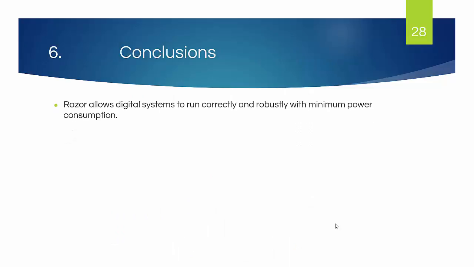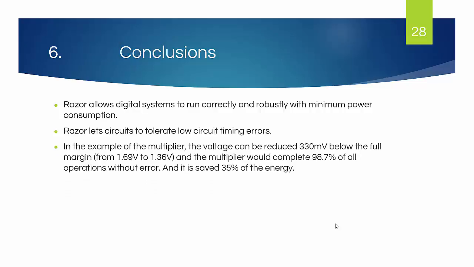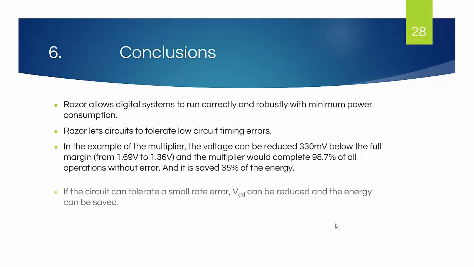The conclusions are the following. Razor allows digital systems to run correctly and robustly with minimum power consumption. Also it lets circuits tolerate low circuit timing errors. In the example of the multiplier, the voltage can be reduced 330 mV below the full margin, and the multiplier would complete 98.7% of all operations without error, and it saves 35% of the energy.